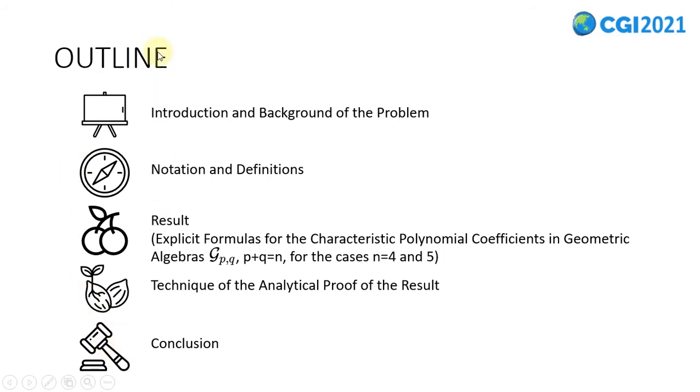Our presentation comprises 5 main parts. First, we'll make an introduction and show some background of the problem. Then, we'll provide some necessary notation and definitions. After that, we'll display our main result of the paper, namely explicit formulas for the characteristic polynomial coefficients in geometric algebras for the cases n equals 4 and 5. Then, we'll provide some insight into our technique of the analytical proof of the result. And finally, we'll make a conclusion of our work.